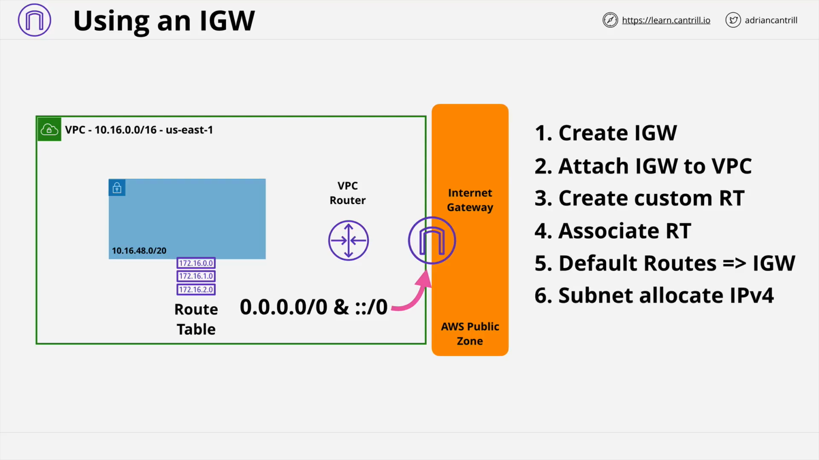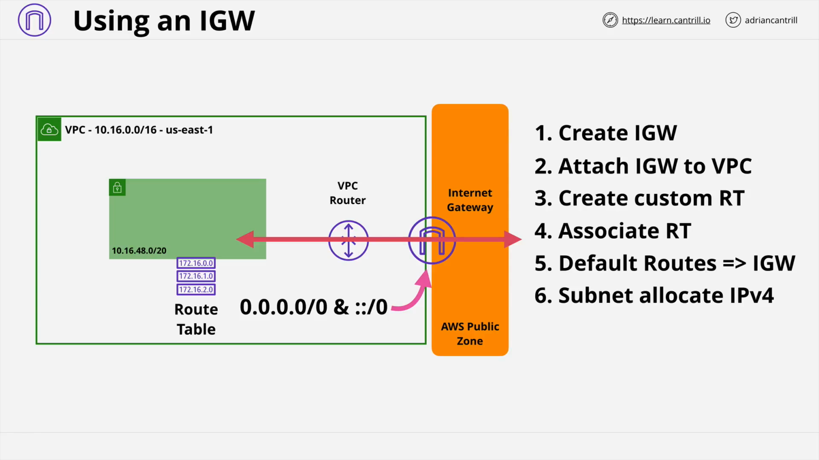And at that point, once we've done all of those actions together, the subnet is classified as being a public subnet. And any services inside that subnet with public IP addresses can communicate to the internet and vice versa, and they can communicate with the AWS public zone as long as there's no other security limitations that are in play.